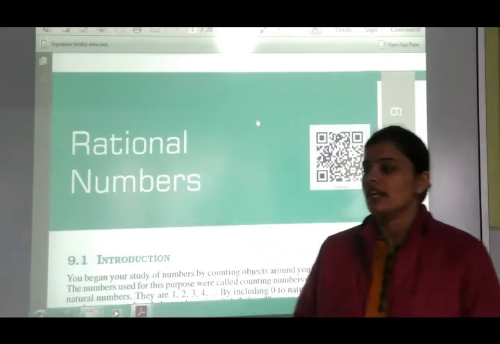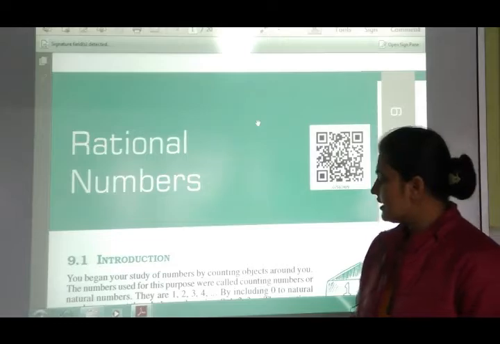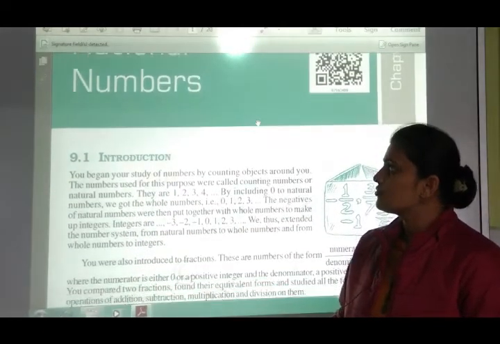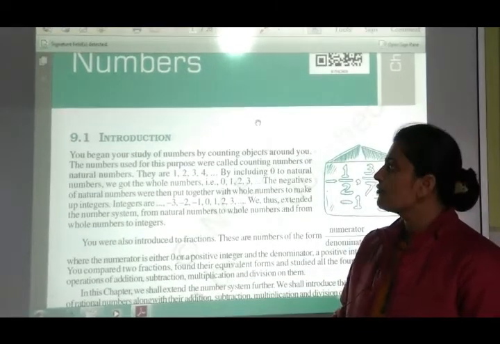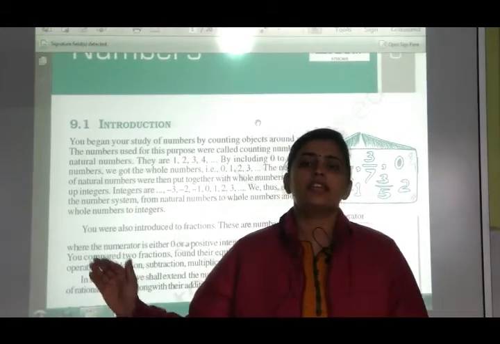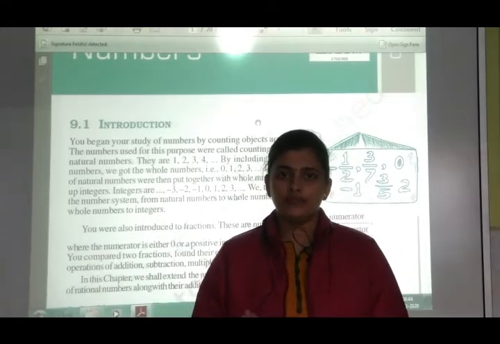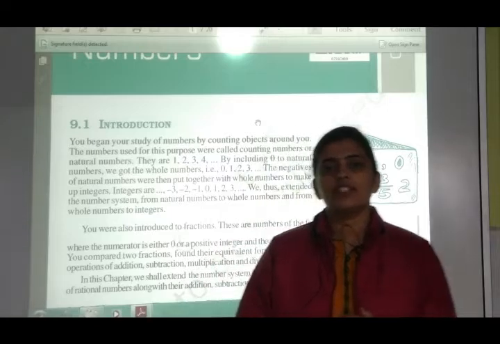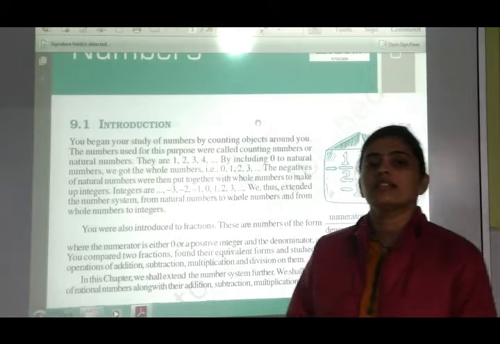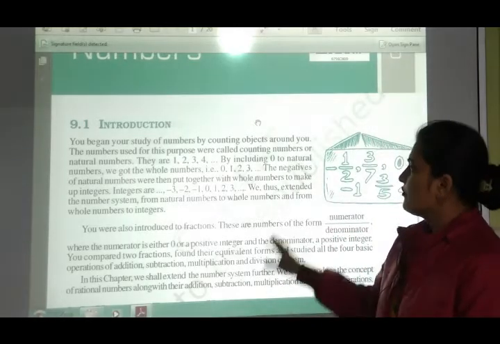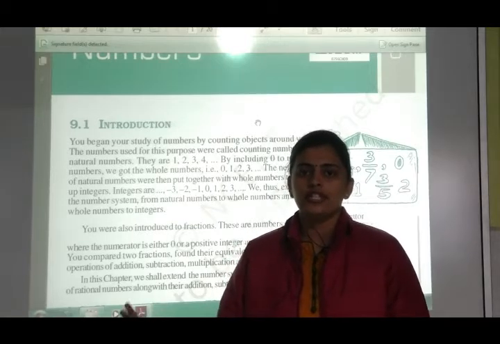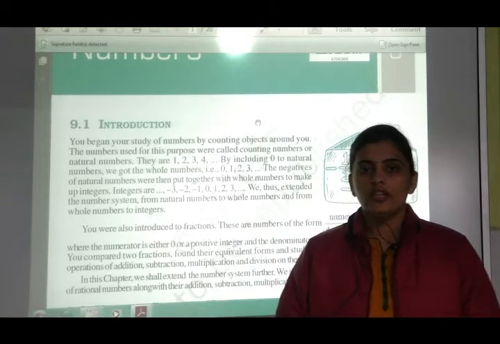Whenever you started studying maths, you started counting the numbers. Whenever you are counting, you start from 1. So from 1 to infinity, that is 1, 2, 3 and so on, all these numbers are called natural numbers. When 0 is also included with the natural numbers, these numbers become the set of whole numbers: 0, 1, 2, 3 and so on till infinity.